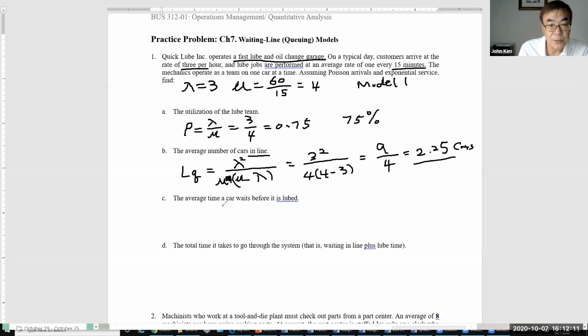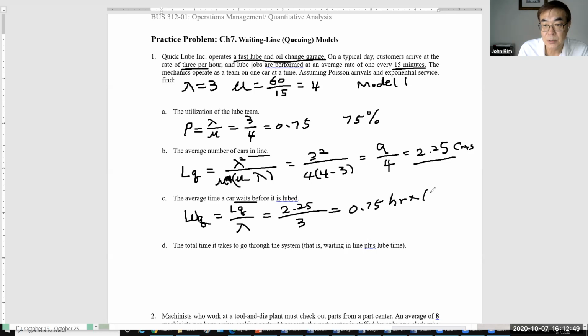Okay, then the average time a car waits before it is serviced, the waiting time WQ, equals LQ divided by lambda. 2.25 divided by 3 equals 0.75 hour, times 60 equals 45 minutes. So the wait is quite long.